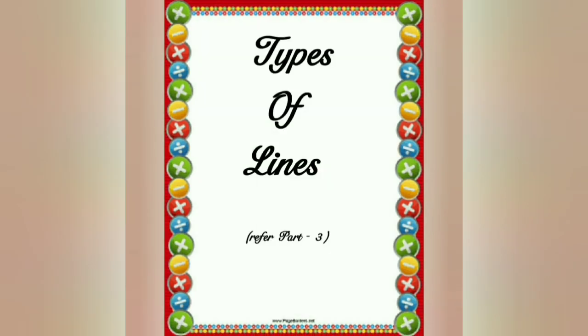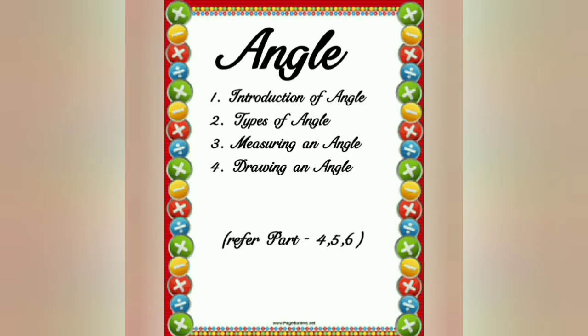After that, we have studied types of lines. For revising this, you can refer to part 3. After that, we have studied angles, in which we have covered the introduction of angles, types of angles, measuring an angle and drawing an angle. For revising this concept, you can refer to parts 4, 5, 6 of the provided videos.